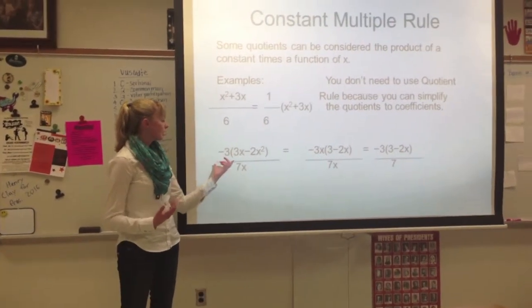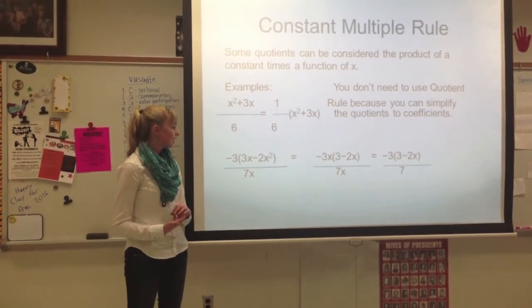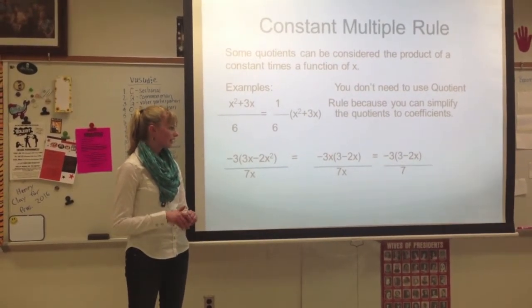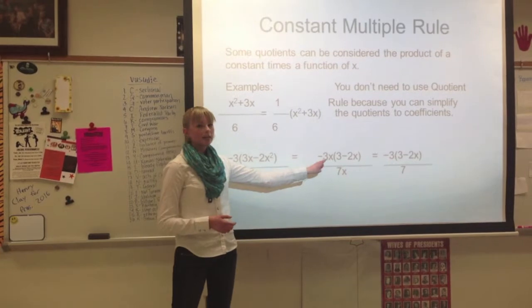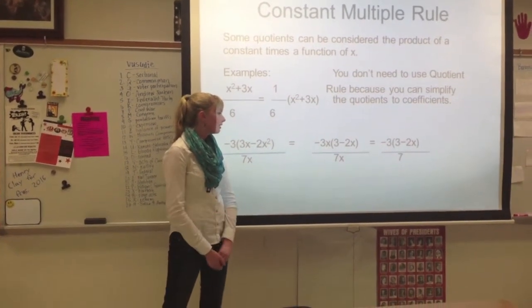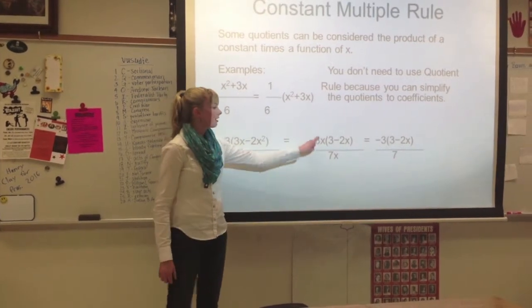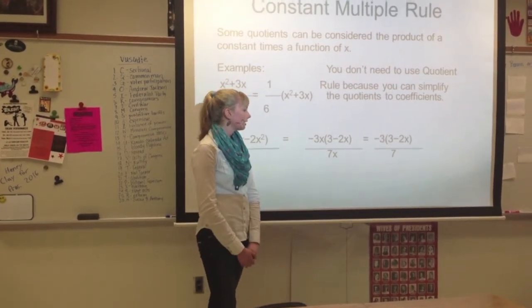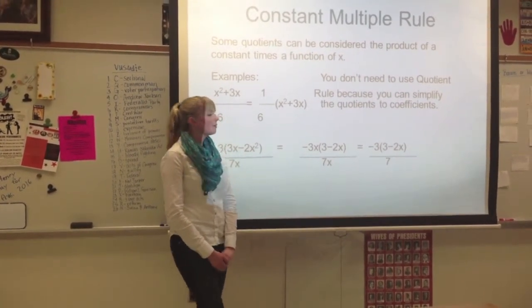And then in this example, you have negative 3 times 3x minus 2x squared over 7x. And then you factor out an x in your numerator, and you get negative 3x times 3 minus 2x over 7x. And then your x's cancel out, so you have negative 3/7 times 3 minus 2x.